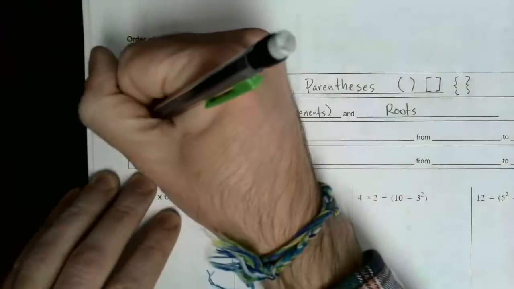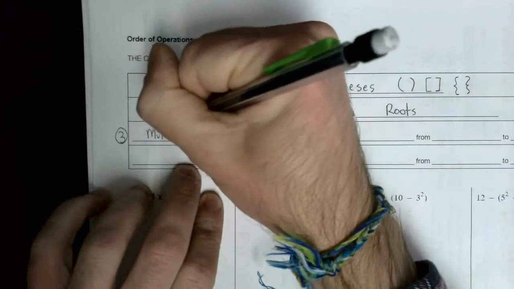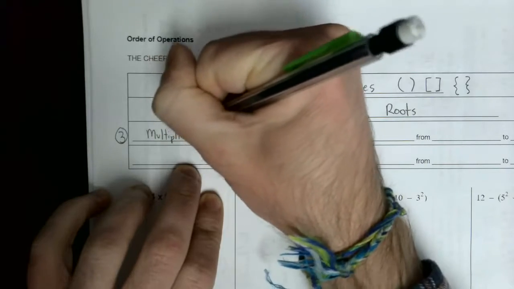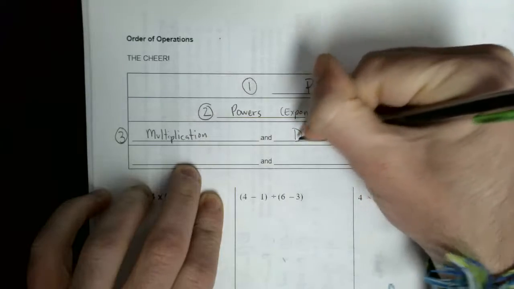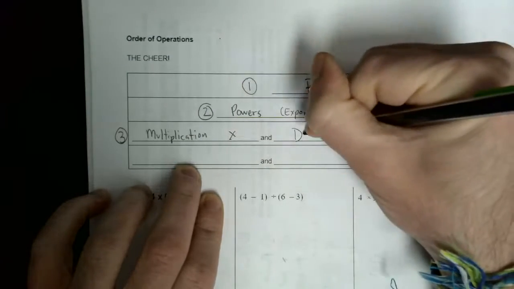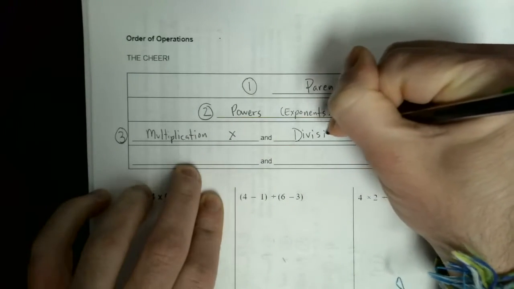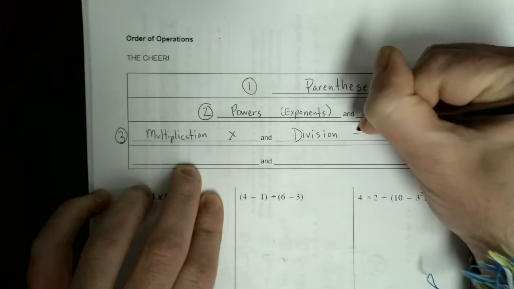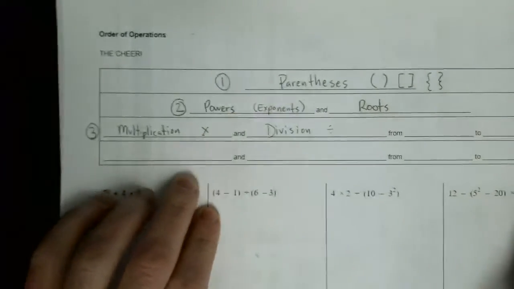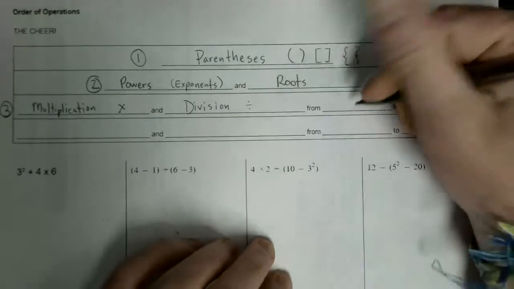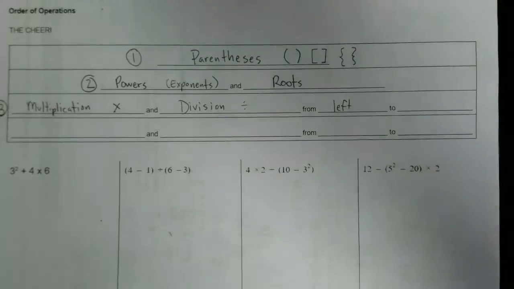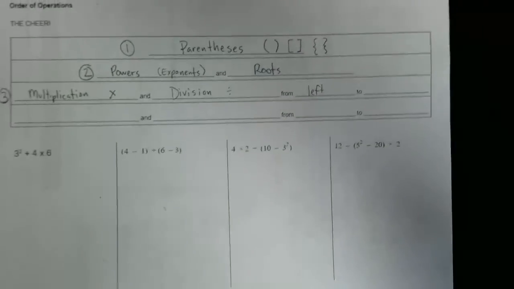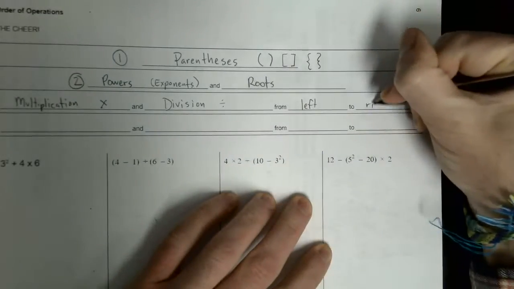Third step is multiplication and division from left to right, left to right.